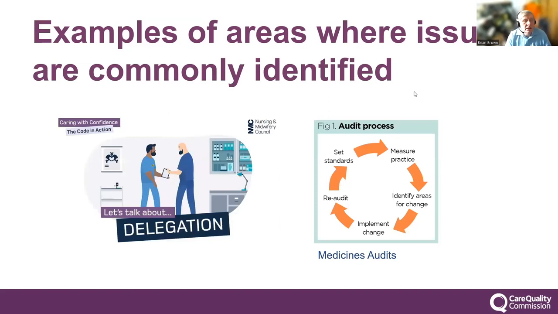Here's the next slide. These are some of the common areas where we identify issues on inspection. One is around delegation. Some medicines cannot be routinely administered by a care worker, for example, injections such as insulin or medicines administered via feeding tubes, because they're seen as clinical or nursing tasks. However, nurses can delegate the administration of these medicines to care workers, but it must be in the best interest of the person. And there must also be appropriate systems in place to support that, including training and competency assessments.